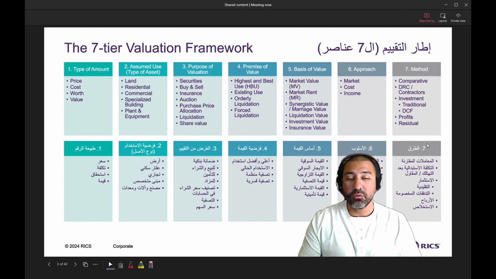You have to be aware of the purpose of the valuation. The number 4 is something called the premise of value. Number 5 is the basis of value. Number 6 is the selection of the right approach. And number 7 is the selection of the right method. So we'll be covering each one of those in this webinar today.